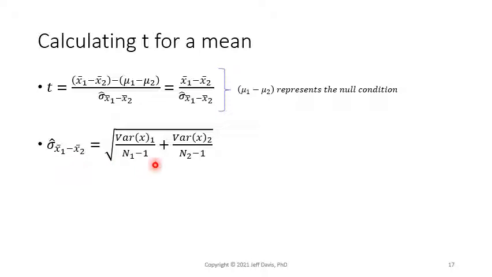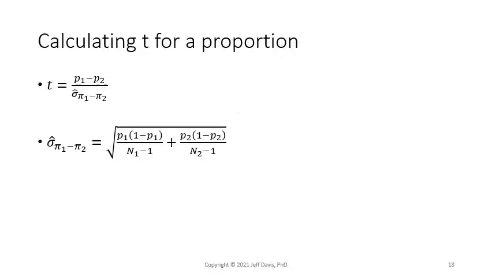The equation below is for the calculation of the estimated standard error of the difference in means. Again, you don't have to worry about calculating these by hand. SAS is going to do everything for you. Same thing here: for the t for proportions, it is the proportion for group 1 minus the proportion for group 2, divided by the estimated standard error of the proportions. You'll see all these numbers in the SAS output.